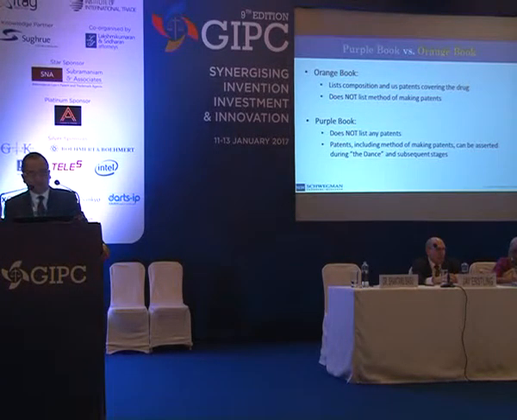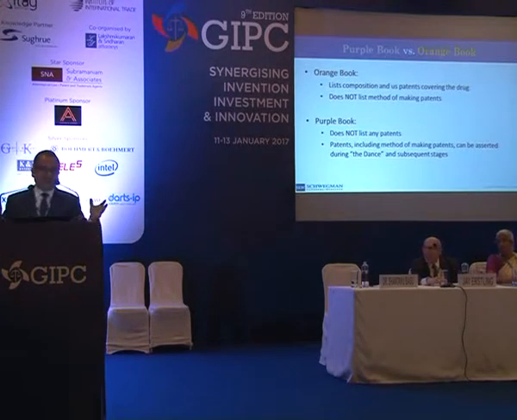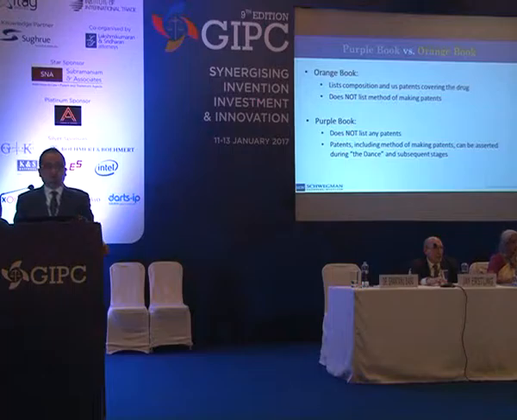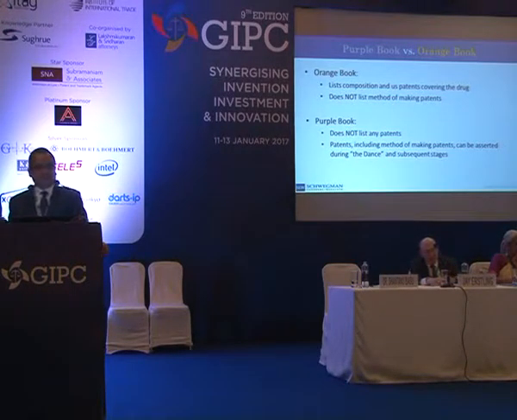Now, what's the difference between a purple book and an orange book? Kind of important. The orange book lists patents. I'm sorry, there's a typo there. It lists composition and use patents, the use of the composition patents covering the drug, but the Orange Book does not list method of making patents. It is not that critical when you're dealing with the chemical structure of a small molecule, because you pretty much know what you want to arrive at. Even if you take two different pathways, different sets of reactions, you might still get the same end product. The Purple Book, on the other hand, does not list any patents.